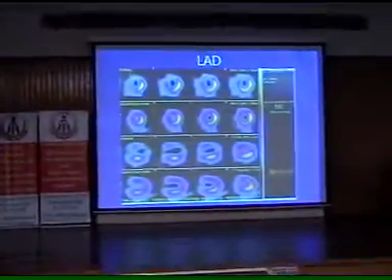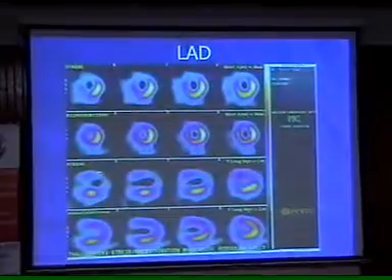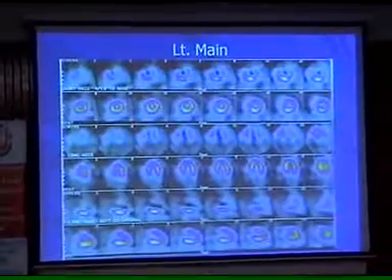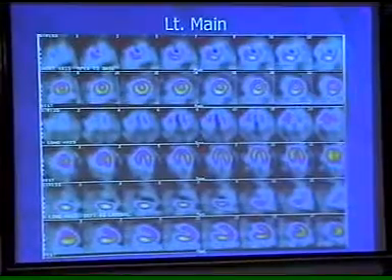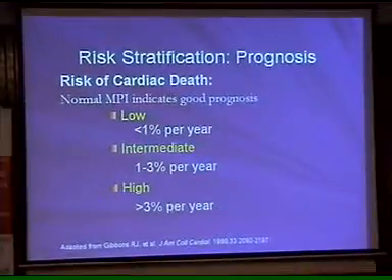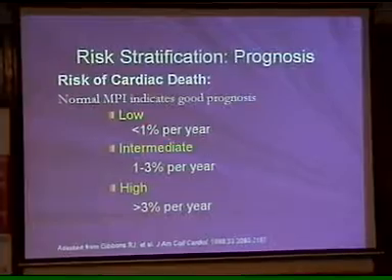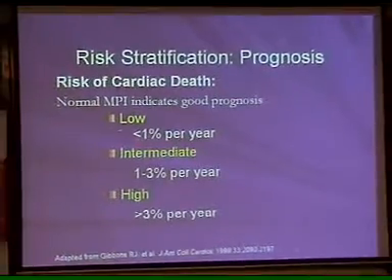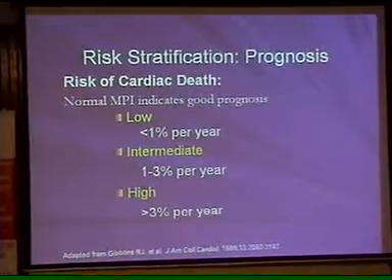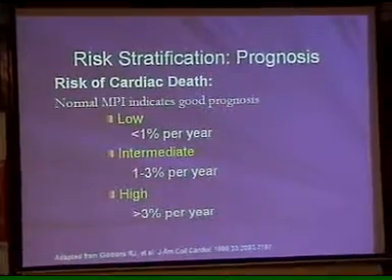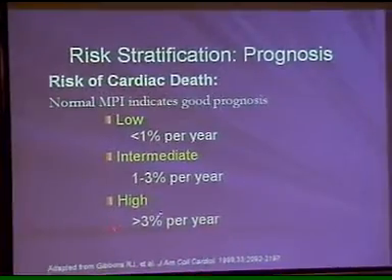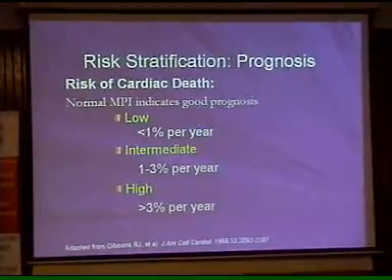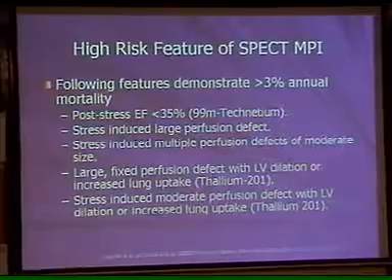This is just looking at the LAD territory. You can see the ischemia. This is left mainstem, marked ischemia all around. So just a few things to show you. In risk stratification, you can judge if the results are low, less than 1%, so the risk of death is very low. 1 to 3 is intermediate. With a high probability scan, the risk of death is more than 3% per year. So you can use it for risk stratification.